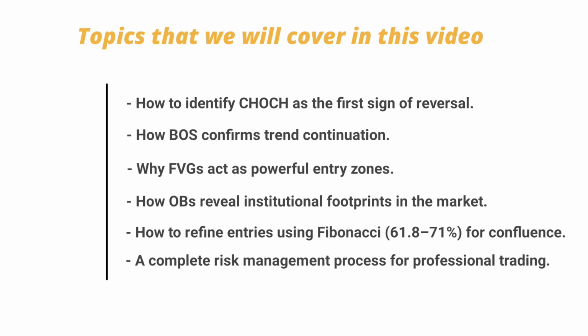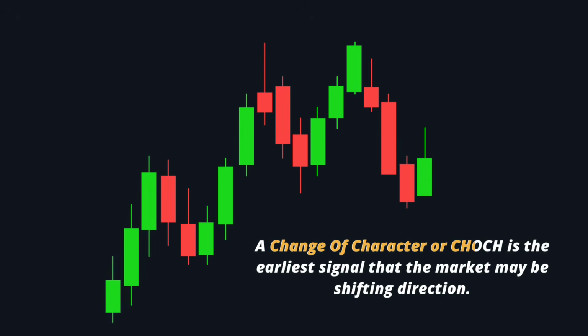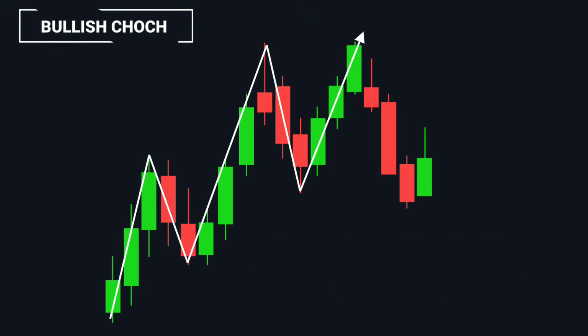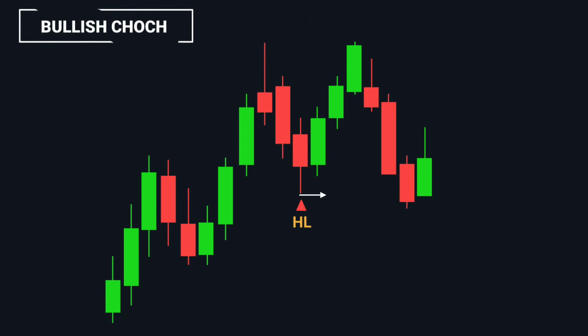Now let's get started. A change of character, or CHOCH, is the earliest signal that the market may be shifting direction. Imagine the market is in a clear uptrend, consistently making higher highs and higher lows. The moment a previous higher low gets broken, that's a CHOCH to the downside. It tells us the bullish structure is weakening.